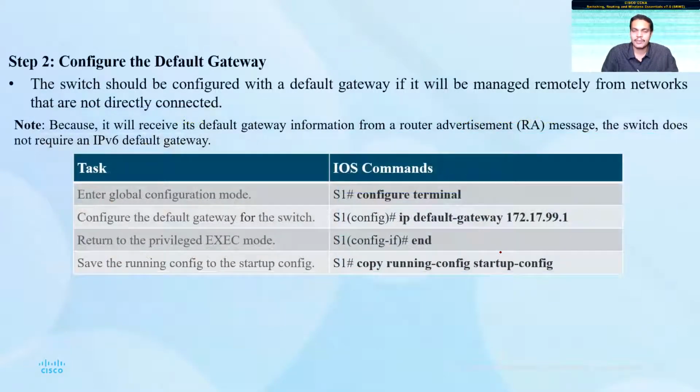After this, the second step is to configure the default gateway if you want to access the switch remotely. Unless you set up the IP default gateway, your switch will not be accessible from remote networks. You can just type ip default-gateway and give the default gateway's IP address. You need not enter the IPv6 default gateway address because the switch can learn about it from the router advertisement message.